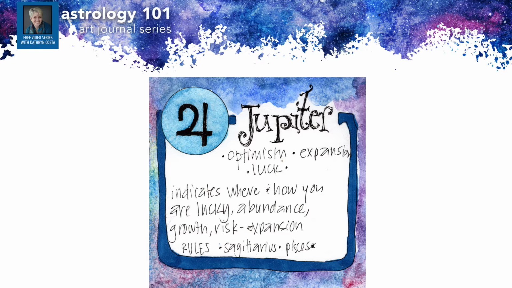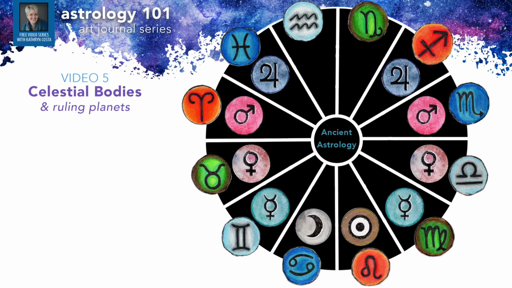Jupiter, where it shows up in your chart, indicates where and how you are lucky, where abundance comes easily for you. It indicates growth and risk expansion. It rules, as I said, Sagittarius and Pisces. How lucky for them. And the next two signs in our zodiac wheel are Aquarius and Capricorn.